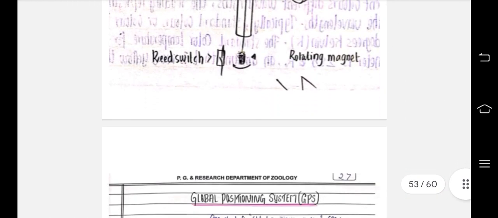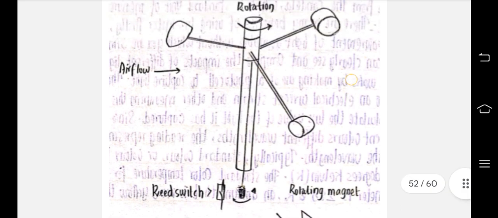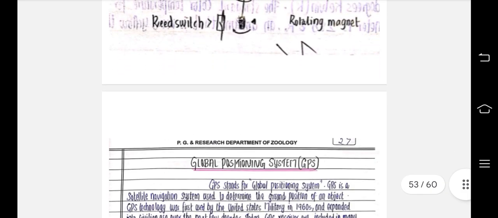Anemometer: airflow, rotation, rotating magnet.